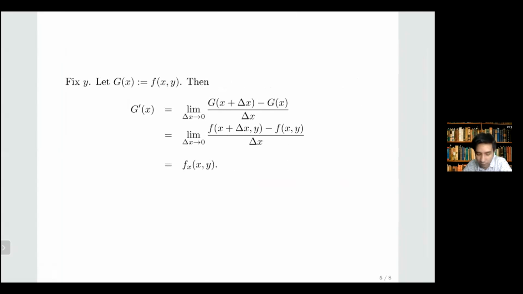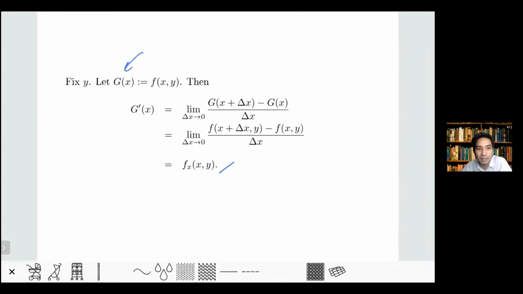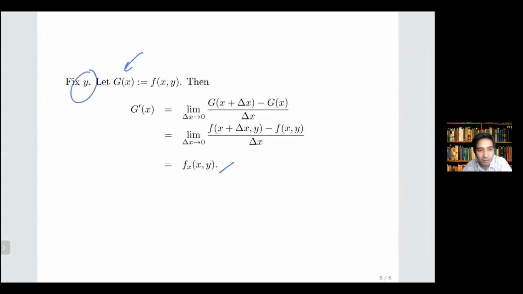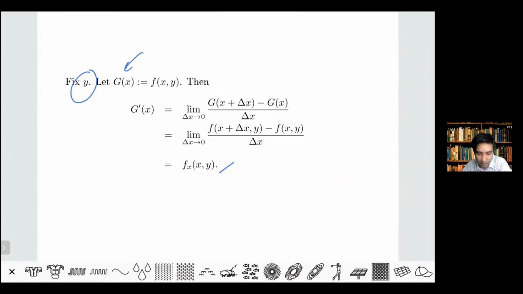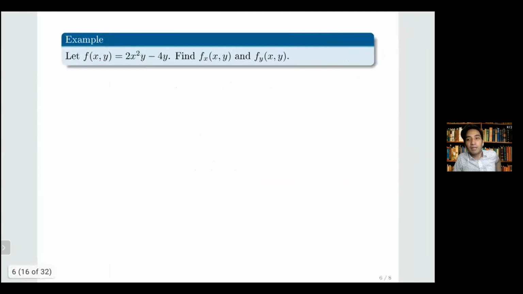So that's why it works. If you want to get the partial derivative of f with respect to x, just consider the function g, which is the function where you assume that y is a constant. Okay, and then differentiate that normally. All right? So for example, let's go back to our example from last time where we took the partial derivatives of f of x y equals 2x squared y minus 4y using the limit definition. Now, let's use the techniques of differentiation.